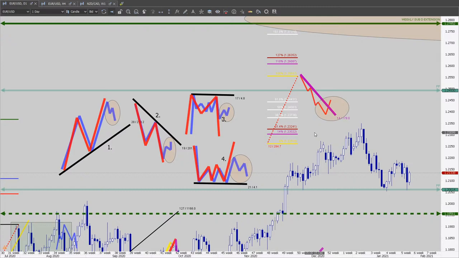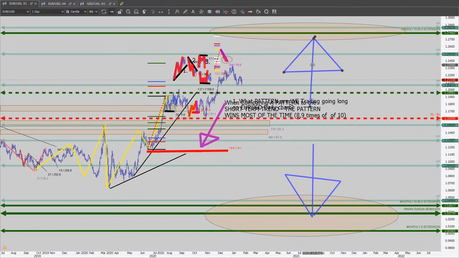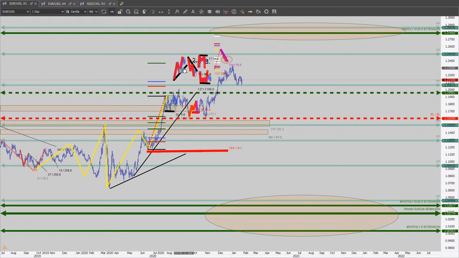Okay, everybody, if there are no other questions, yesterday we were talking about euro dollar. Let's delete. I'm going to delete a few things here. Give me a second. Delete. This is from the previous lessons.